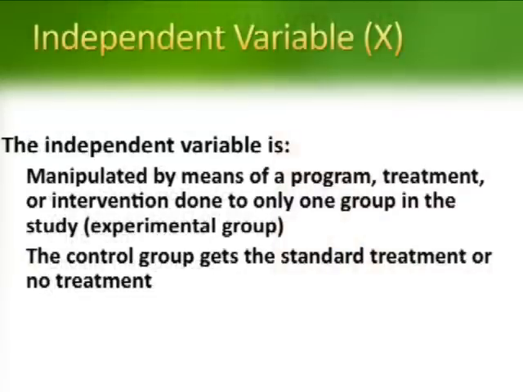Furthermore, the independent variable is manipulated by means of a program, a treatment, or intervention done to only one group in the study, and that's the experimental group, where the control group gets standard treatment or no treatment. Most often, patients will get standard treatment if they're in the control group, because it is unethical not to treat somebody who has a disease just to see what would happen versus your experimental group.